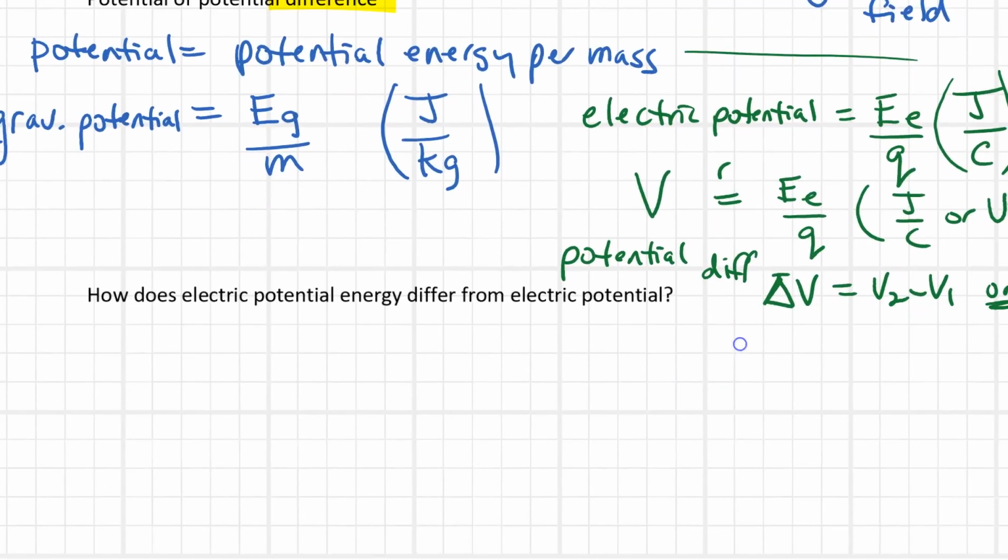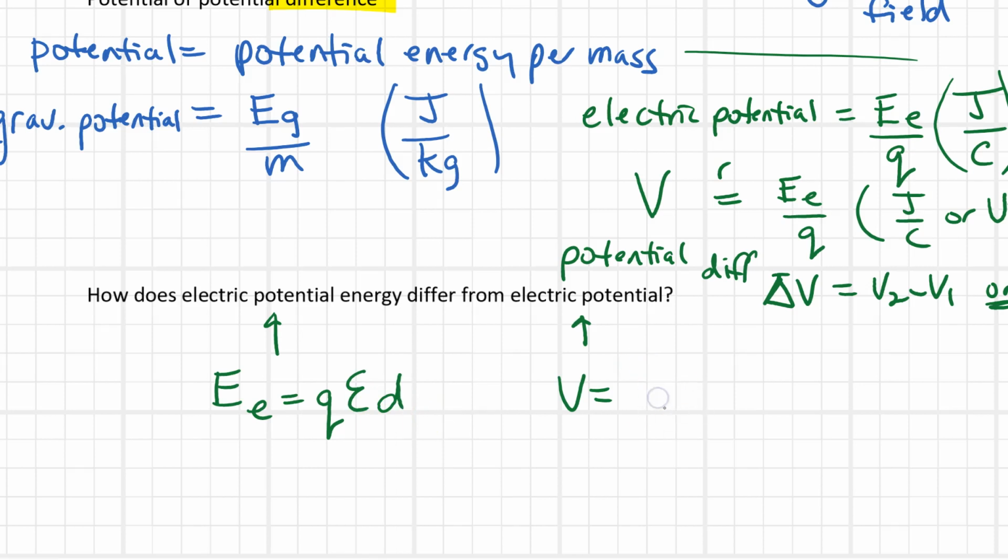Here's a question that says, how does potential energy differ from electric potential? Well, potential energy, this one here, is Eg, and it's equal to mgh. The electric potential, oh sorry, I went back to gravitational. EE is equal to the charge multiplied by the field by the height within that field.